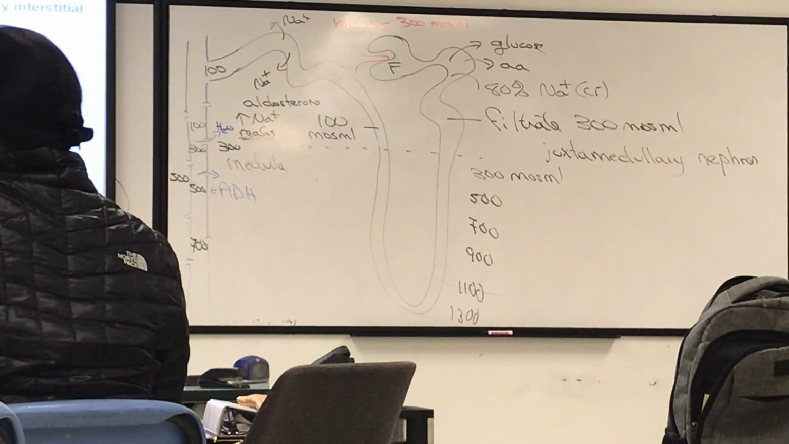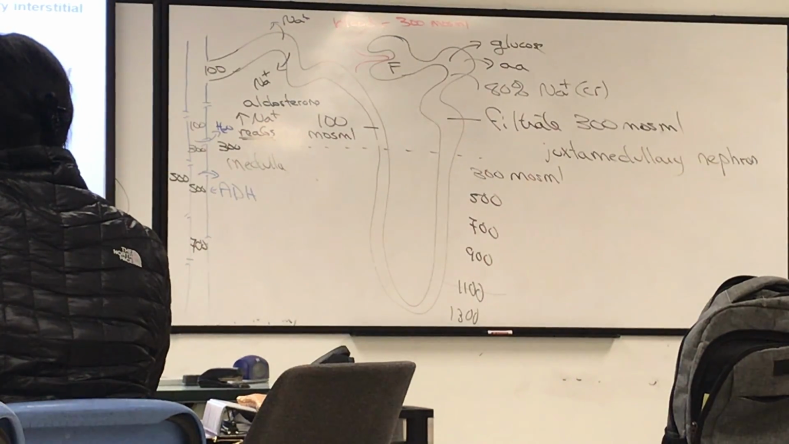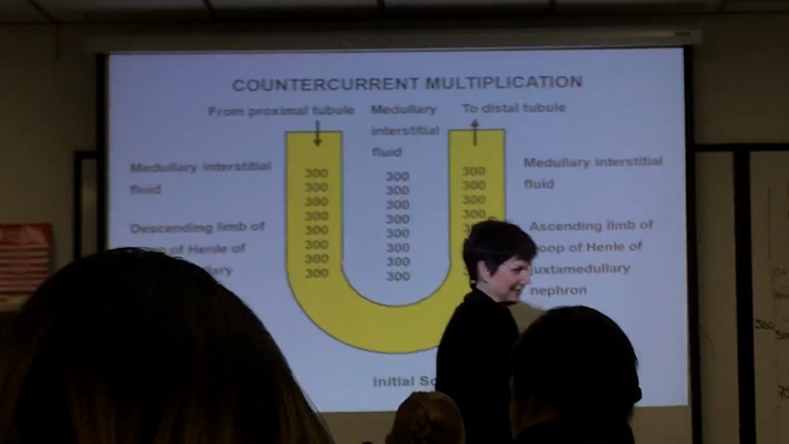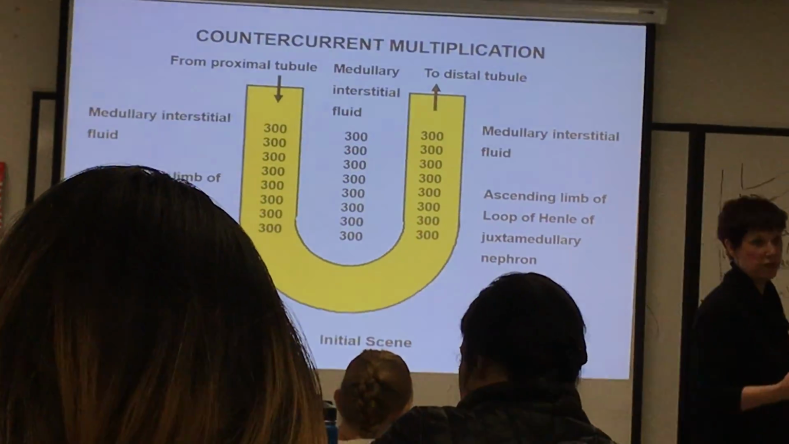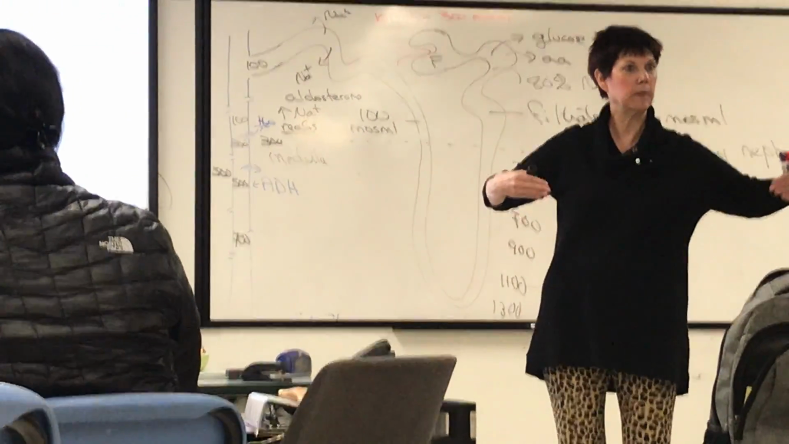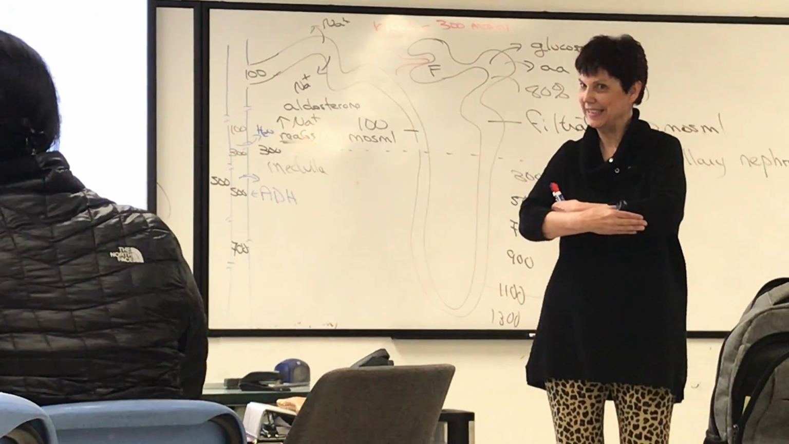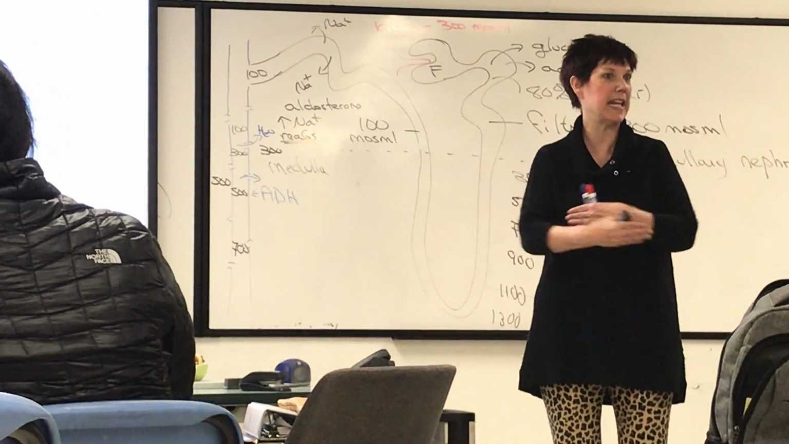This is known as countercurrent multiplication. We've already talked about countercurrent flow, right? We talked about that with the heat exchange in the testes with the pampiniform plexus. And the hot arterial blood was the countercurrent flow to the colder venous blood coming out of the testes. And we use that for heat exchange.